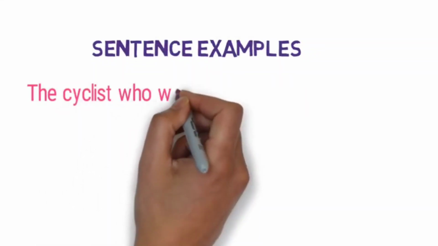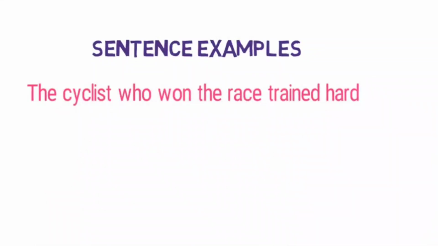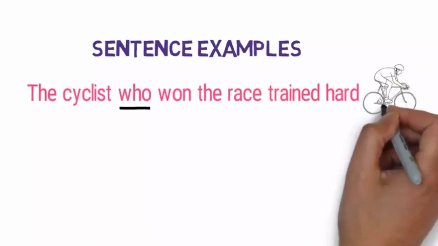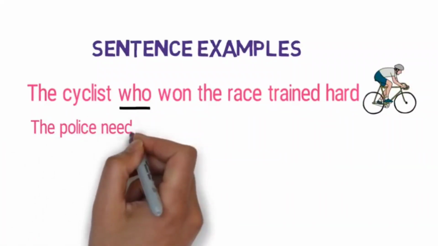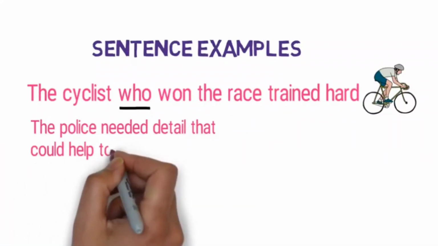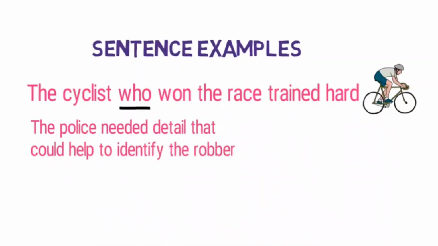The cyclist who won the race trained hard. Here, who is referred for the cyclist again in the sentence. So, it is a relative pronoun. The police needed details that could help identify the robber.